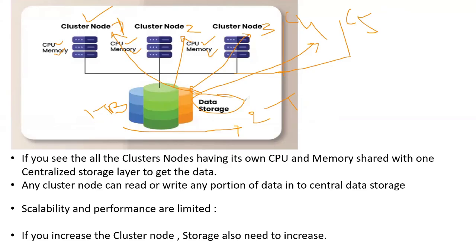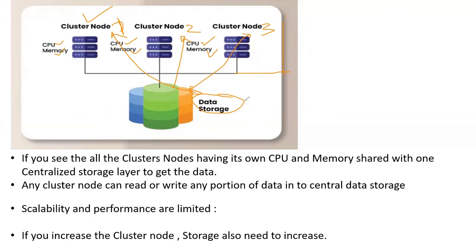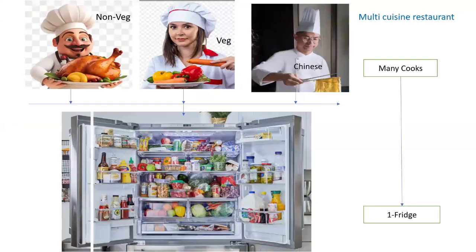That is about shared disk architecture. Let's simplify it for a clearer understanding. For example, we have a multi-cuisine restaurant where non-veg items, veg items, and Chinese items are cooked. We have three chefs: a non-veg chef, a veg chef, and a Chinese chef. Similarly, in the technical manner, the non-veg chef is cluster 1, the veg chef is cluster 2, and the Chinese chef is cluster 3.